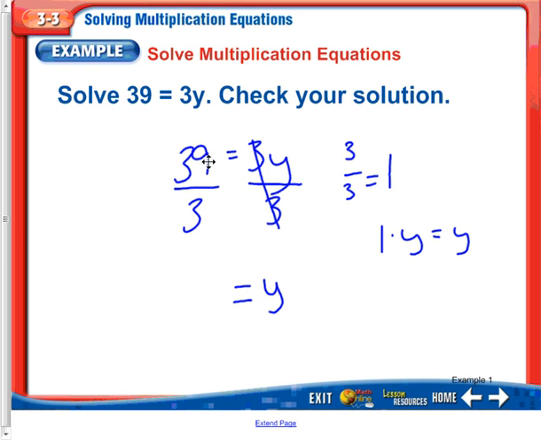So 39 divided by 3. Well, 30 divided by 3 is 10, and 9 divided by 3 is 3. So 13 is our answer. Now, of course, you can use your calculator to check this, but we're going to take 13 and plug it back into the original equation. 3 times 13 is 39, so it works.